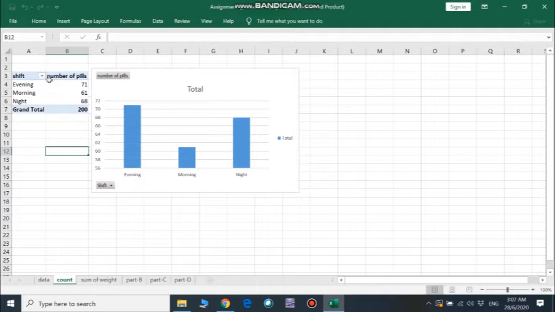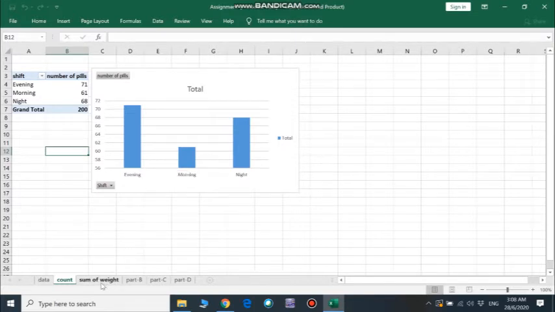This is the number of beans per shift. In the evening it is 71 beans, in the morning it is 61, and at night it is 68. The grand total is 200 beans. As we can see from the graph here, the evening has the highest number of beans, the night has the second highest one, and the morning has the lowest one.